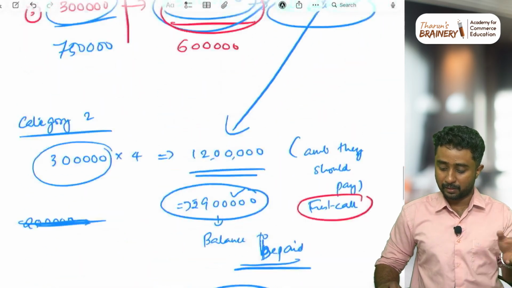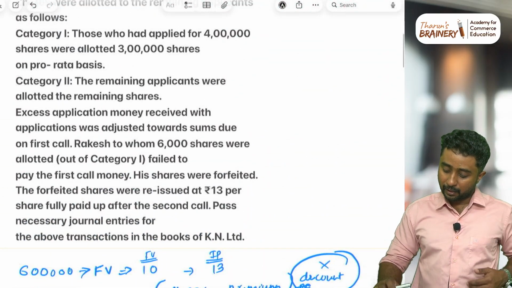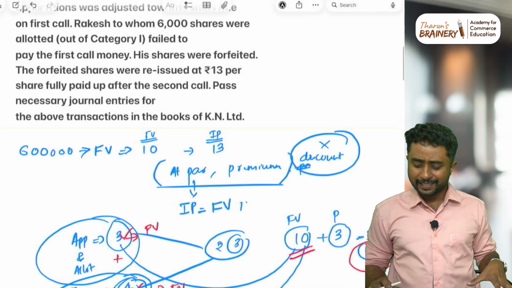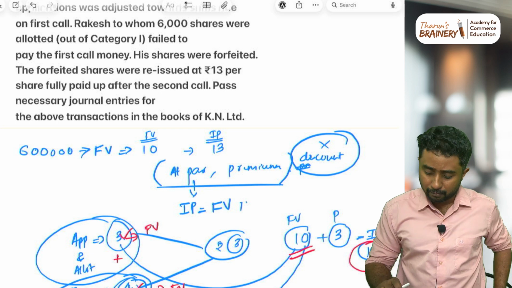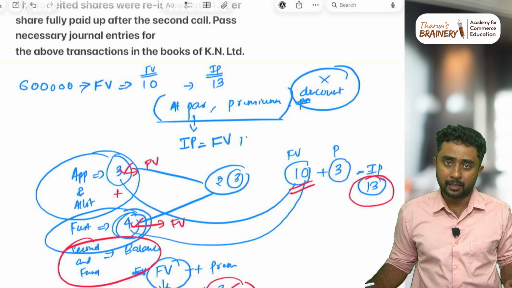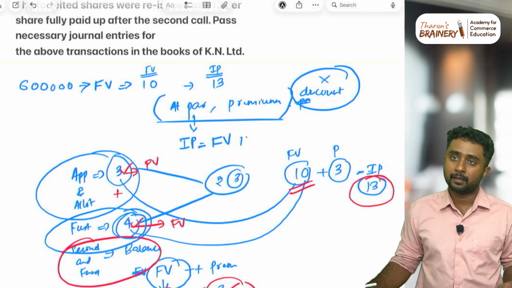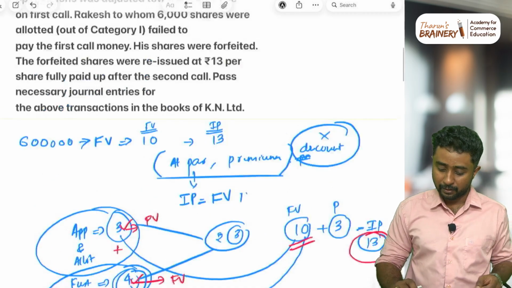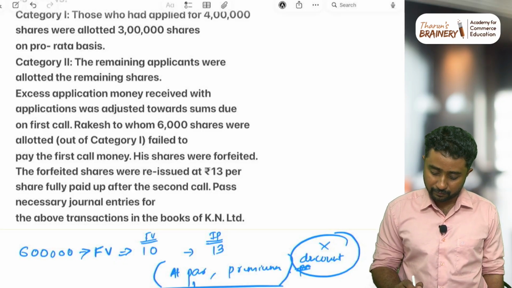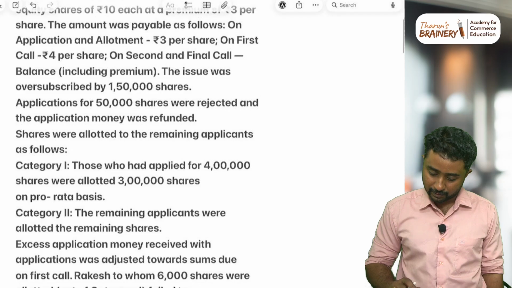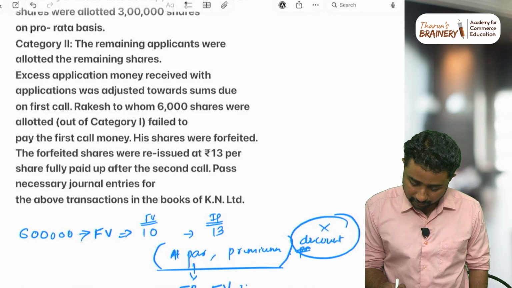Remaining, you know, calls in arrears. When it comes to calls in arrears, you have to show 18,000 as calls in arrears. Next, I will go with the forfeiture entry. His shares were forfeited. So when you are passing the entry for forfeiture, the basic entry will obviously be equity share capital account debit, then securities premium account debit. Securities premium account debit will come when premium is not paid, because we know that he is not paying the first call money. That is what is given in the question, right? He is not paying the first call money, and they are saying his shares were forfeited.